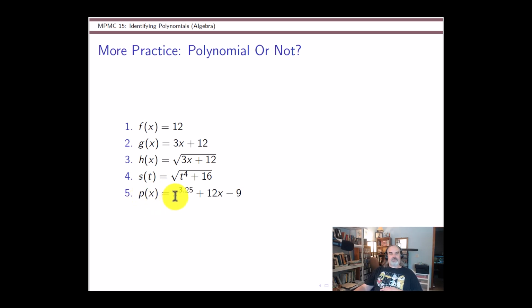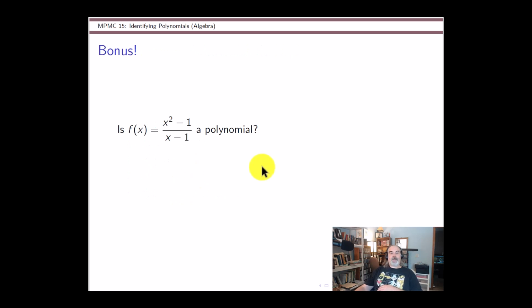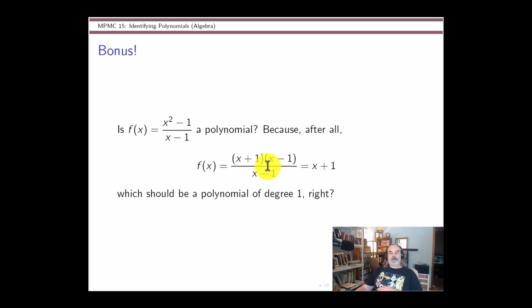This one here, no, not a polynomial because of that exponent of 3.25. That spoils it. Okay, and then here's a bonus question just for something that's really subtle. Now, if you're not ready for something really subtle, just close the video now and go on about your day. But is this a polynomial? Because, think about this. The function is x squared minus 1 over x minus 1.